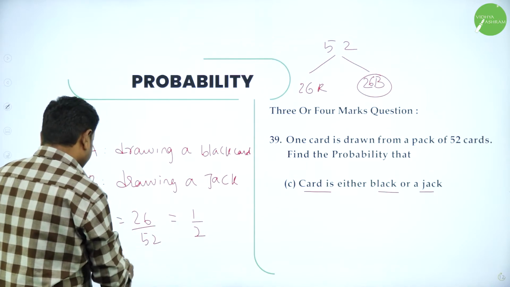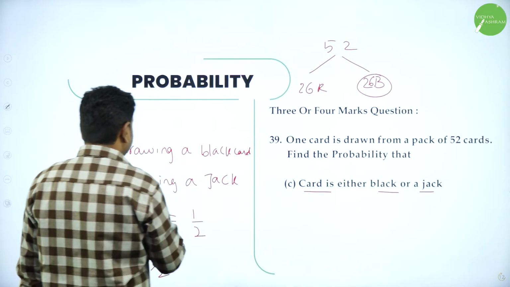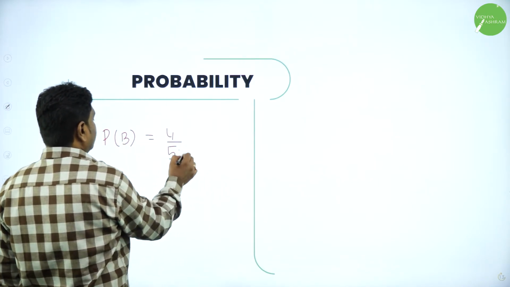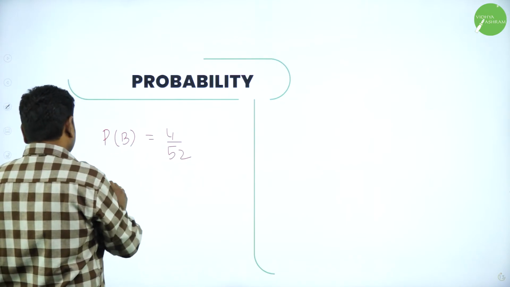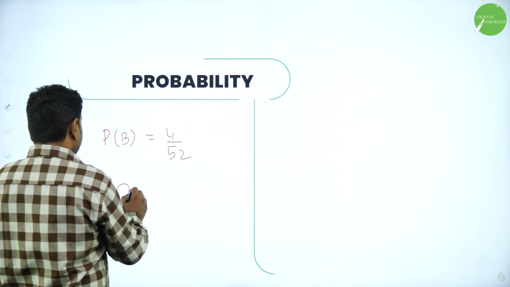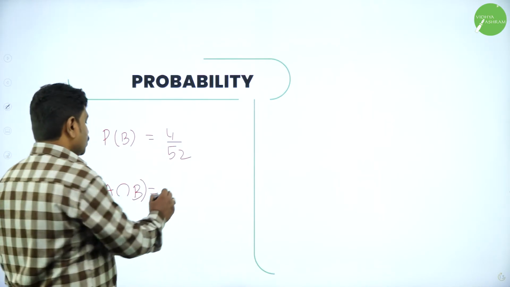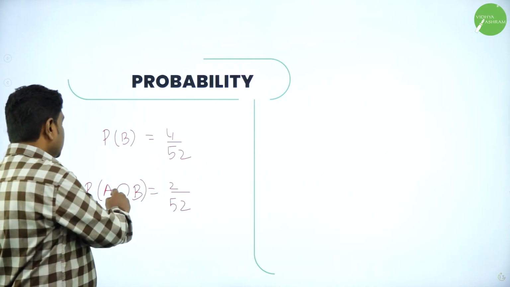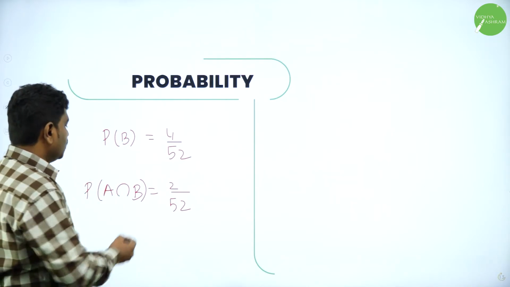P of A you got, probability of getting a black card. Similarly, P of B, drawing a jack. So drawing a jack, we'll have 4 jacks out of 52. 4 out of 52. We are drawing 1 card. So now they want the probability of A or B. So intersection means both. It should be a jack and a black card. So 2 out of 52. 2 black colored jacks will be there. So intersection means both, it should be jack and it should be black card. So 2 out of 52.